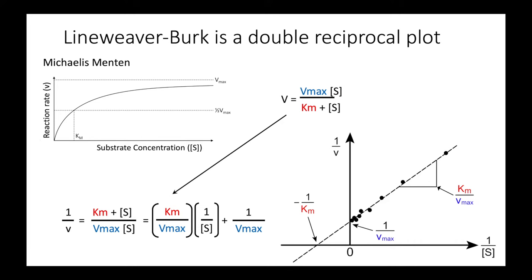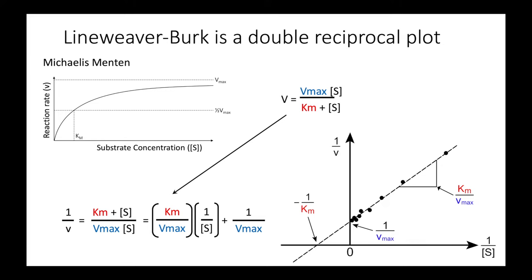Now, one of the problems with this representation of the data is that we can't actually determine accurately what Vmax is, because this graph in theory never actually plateaus. So we use an estimate of that plateau value for Vmax, and therefore when we come to calculate Km as a half Vmax, both of these values are estimates.